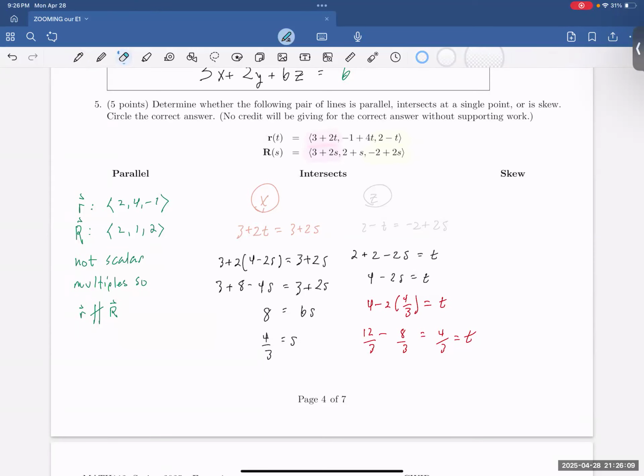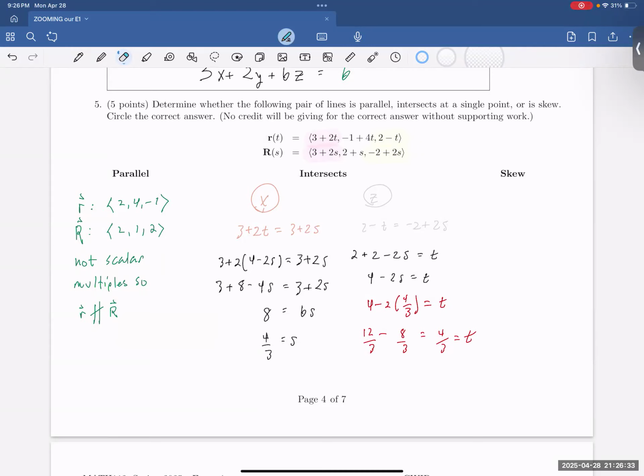I was going to find the times for, if we plug in 4/3 and 4/3 for t and s, to see what the x pieces and the z pieces would be. But all we need to do at this point is figure out if the times 4/3 make us match in the y component.